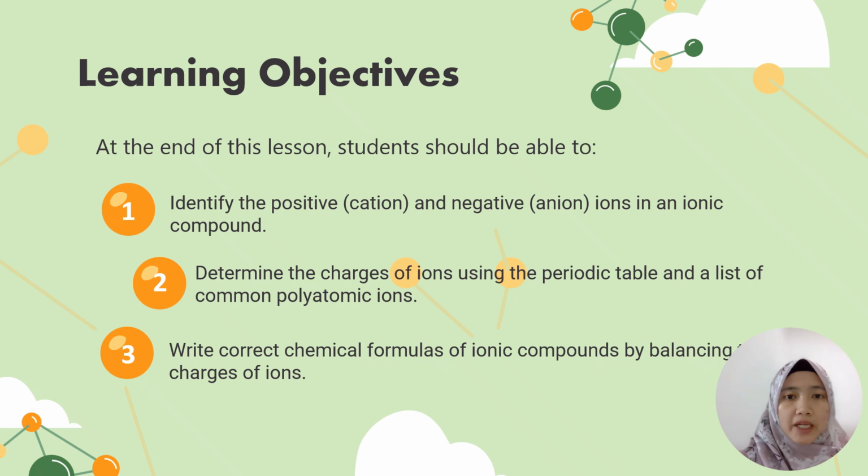These are the learning objectives for this topic. At the end of this lesson, you should be able to identify the positive and negative ions in an ionic compound. Second, you need to be able to determine the charges of ions using the periodic table and the list of common polyatomic ions. And third, you need to know how to write correct chemical formulas of ionic compounds by balancing the charges of the ions.